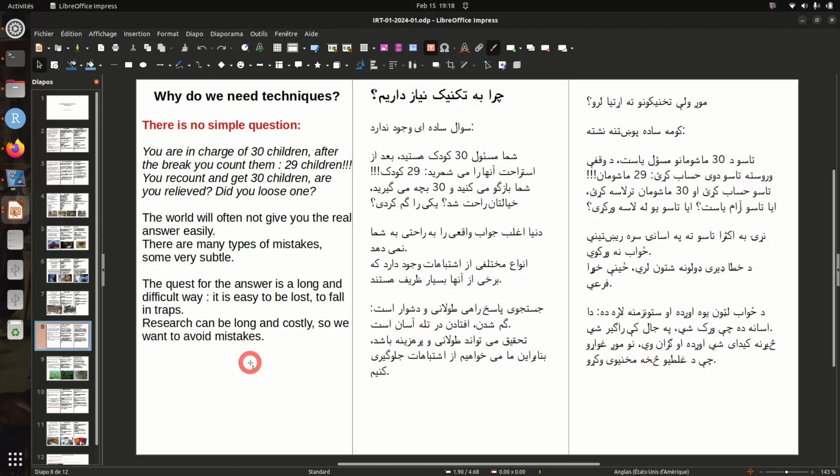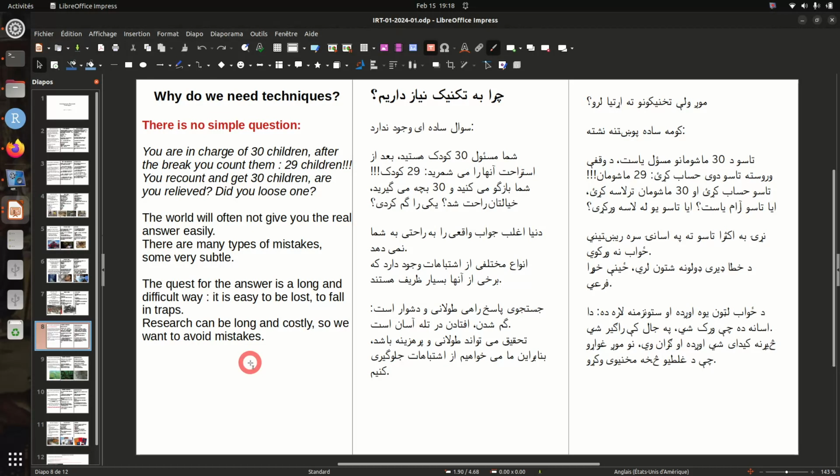I mean, you counted first 29 children, and now you have 30. But did you lose one and count badly first, or after? What is the real number? Are you going to count 3 times, 4 times, 10 times? Are you going to ask someone to count again? You need to come up with a technique to make sure that you can trust the number of children you have, because you cannot afford losing one child.